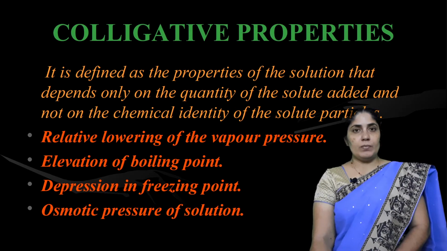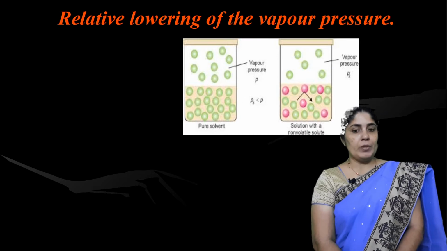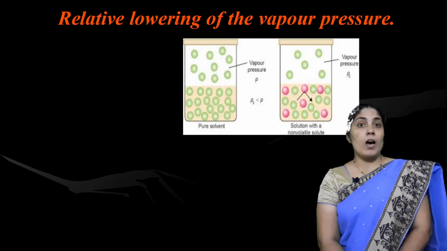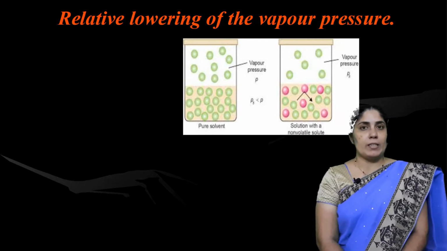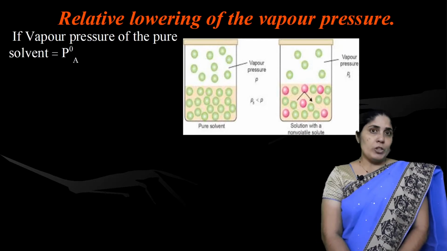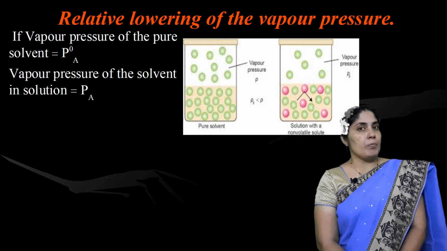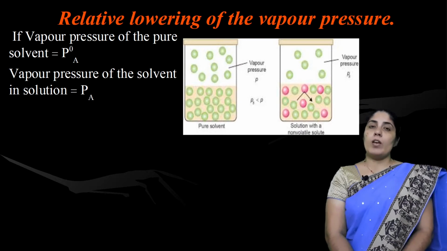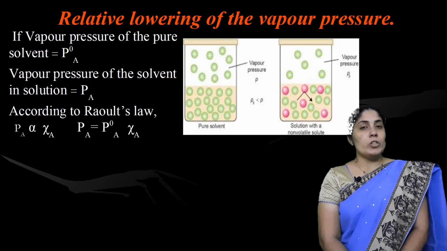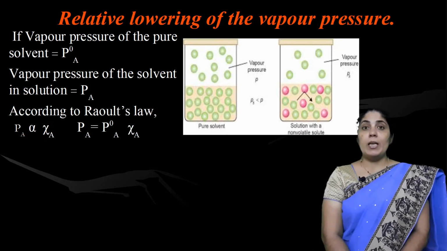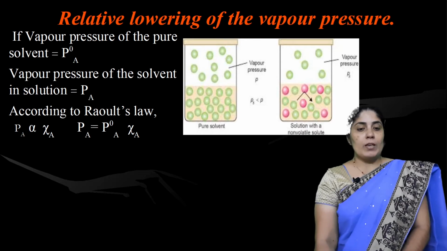Let's discuss relative lowering of vapor pressure. As I already explained how the vapor pressure decreases, now let's move on to its mathematical expression. If the vapor pressure of the pure solvent is considered as PA0 and the vapor pressure of the solution where a non-volatile solute is added is taken as PA, then according to Raoult's law, we get the relation PA is equal to PA0 into chi A.